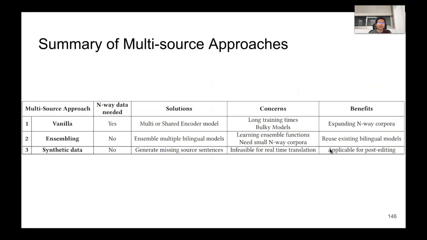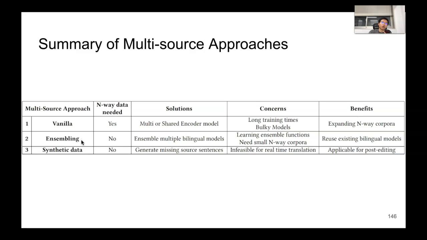Okay, at last, let's do a summary of this multi-source approach. In the case of the vanilla method, they need an n-way corpus, right? And this is the multi-source method, so multiple or shared source encoders can be used. The concern is that because you combine the multiple encoders, the training time will become larger. The good thing is that you can exploit the n-way corpus very well.